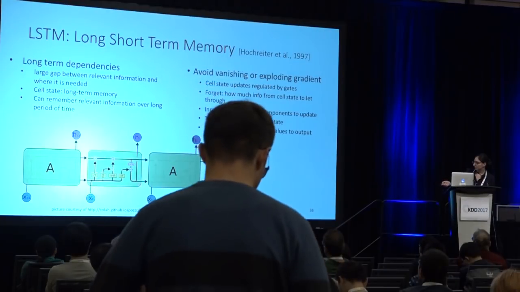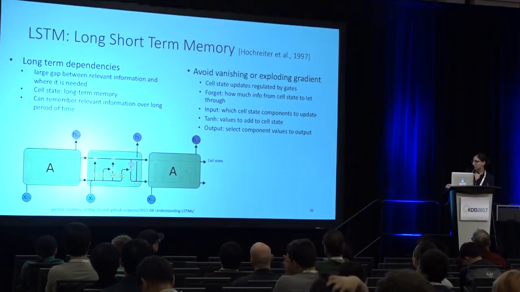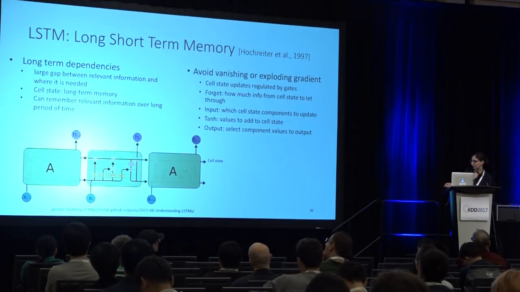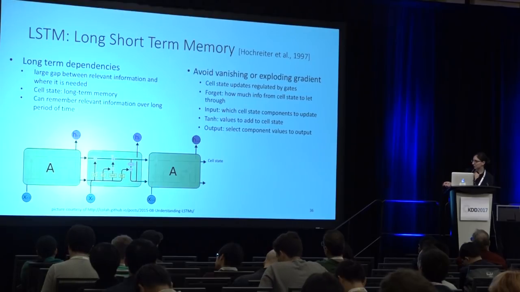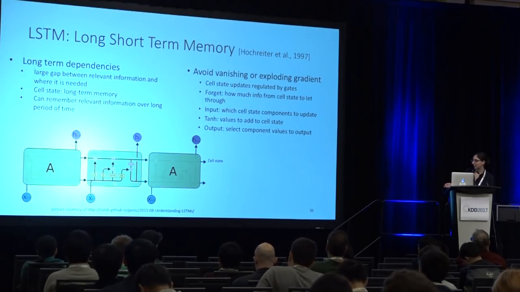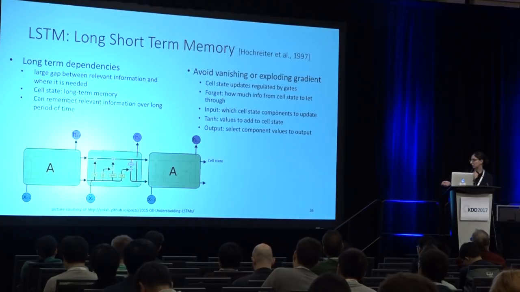So in this drawing here, you see several gates. The first one is called the forget gate, which is here, which will select what information from the memory cell to let through, and that changes over time, and is influenced by the input and the output from the previous layer. You have the next gate, which is the input gate. It will select which parts of the memory state to update and which values to use to update them. And finally, the last part, which is the output gate here, which selects which component from the memory state to send to the output.